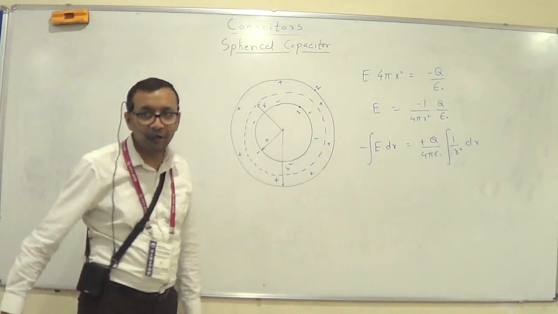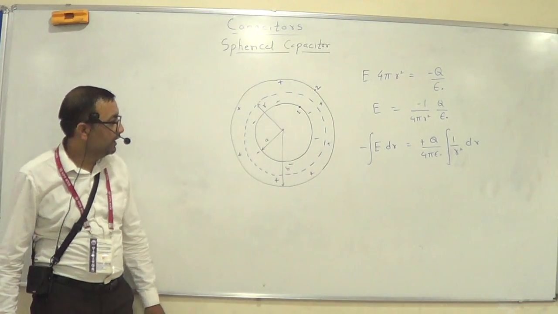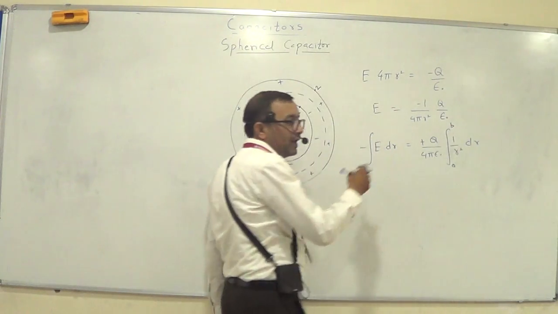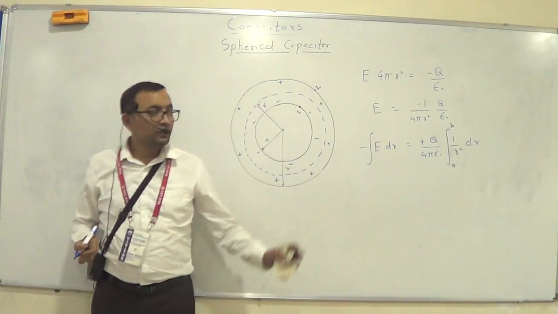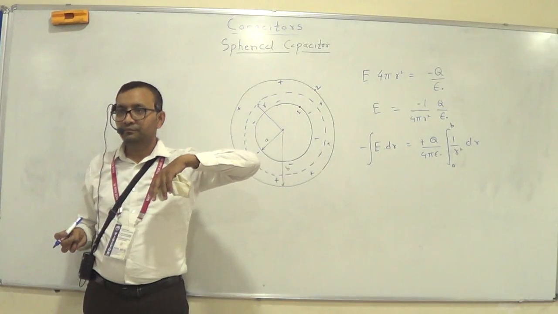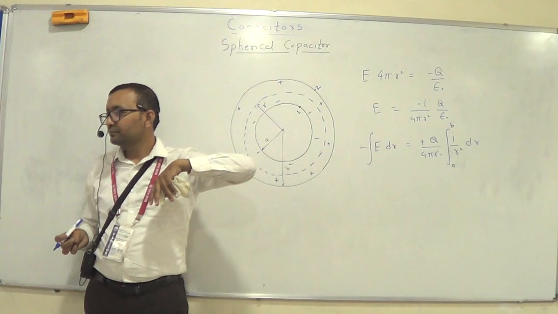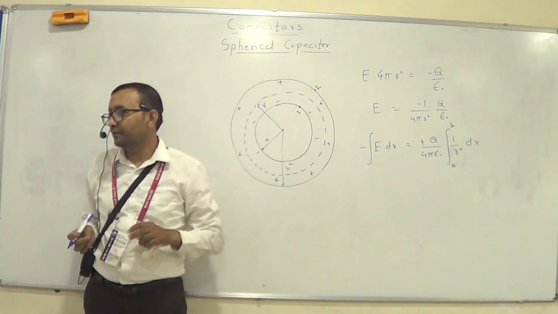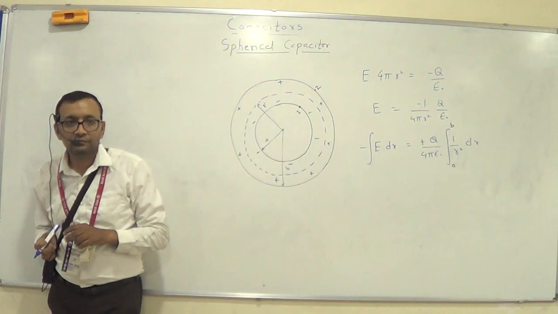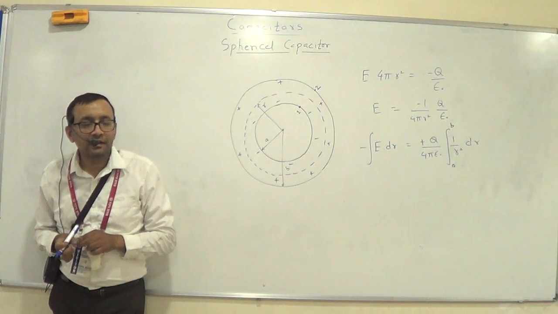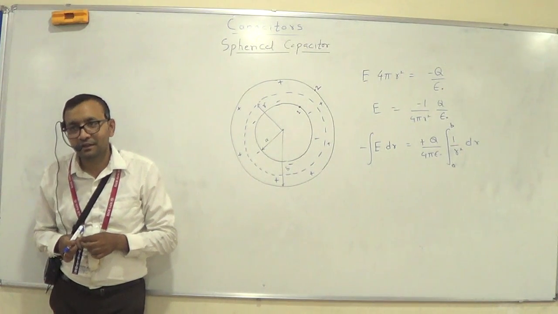r goes from where to where? A to B. We'll see that you get the same answer. The integral of 1 by r square is minus 1 by r. So when you put the limits, 1 by B minus 1 by A. Fine, the same thing you get as the potential difference, and after that everything is similar. Fine, so we have found this spherical capacitance.